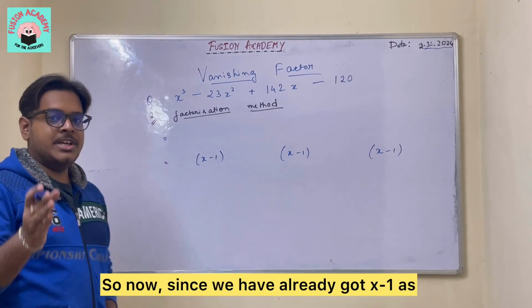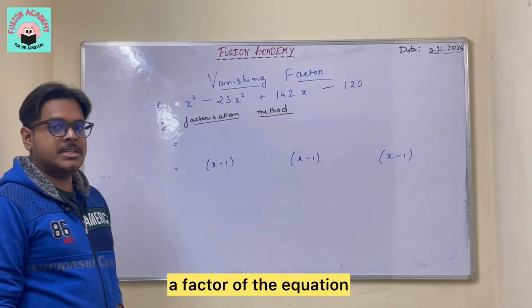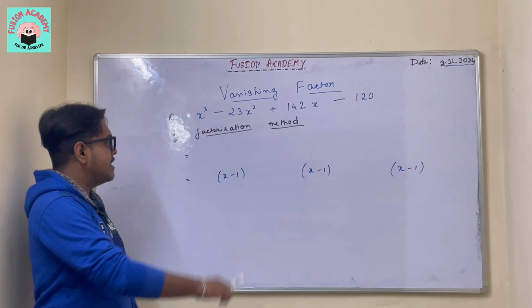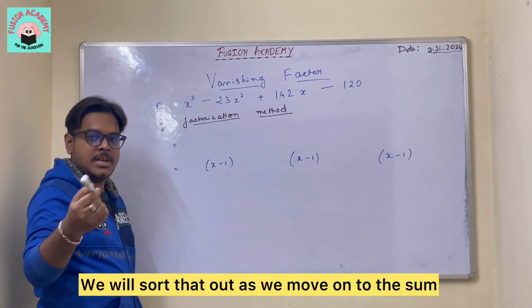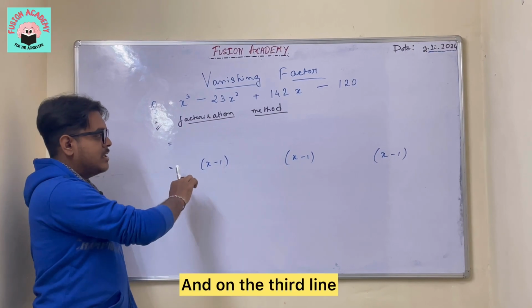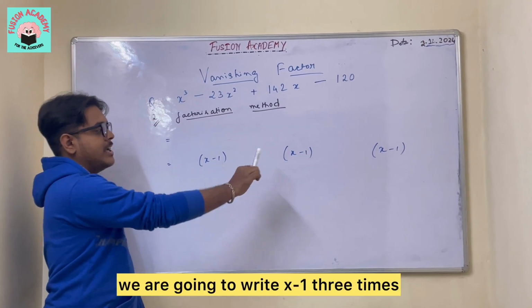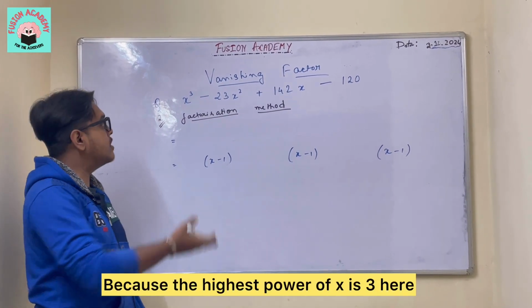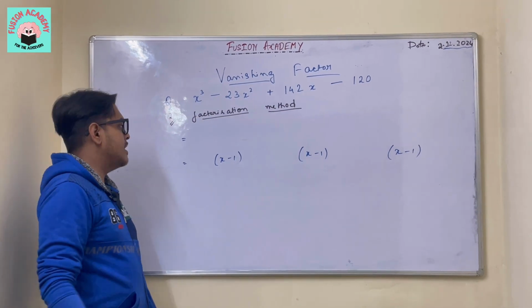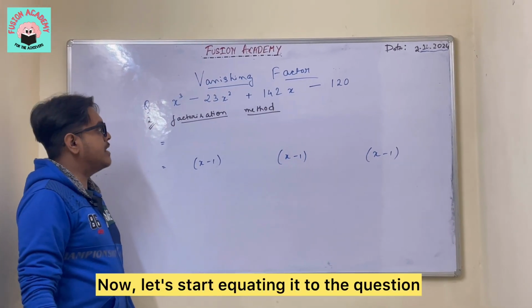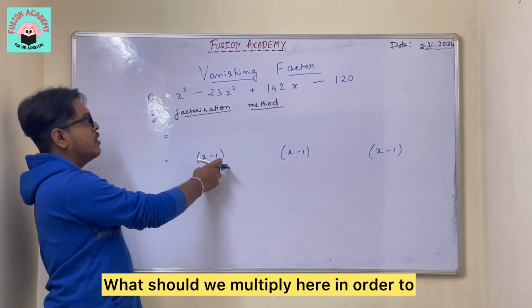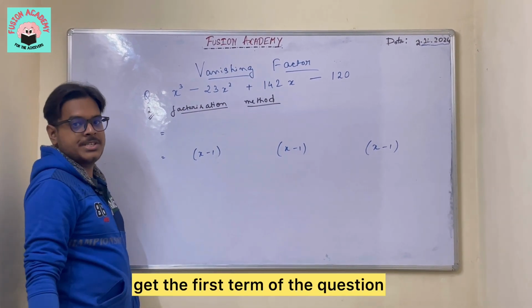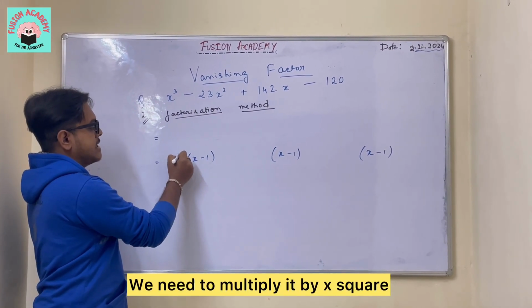So since we have already got x minus 1 as a factor of the equation, now we will start by leaving the second line empty. We will sort that out as we move on to the sum, and on the third line we are going to write x minus 1 3 times. Now why 3 times? Because the highest power of x is 3 here. Now let's start equating it to the question. What should we multiply here in order to get the first term of the question? We need to multiply it by x square.